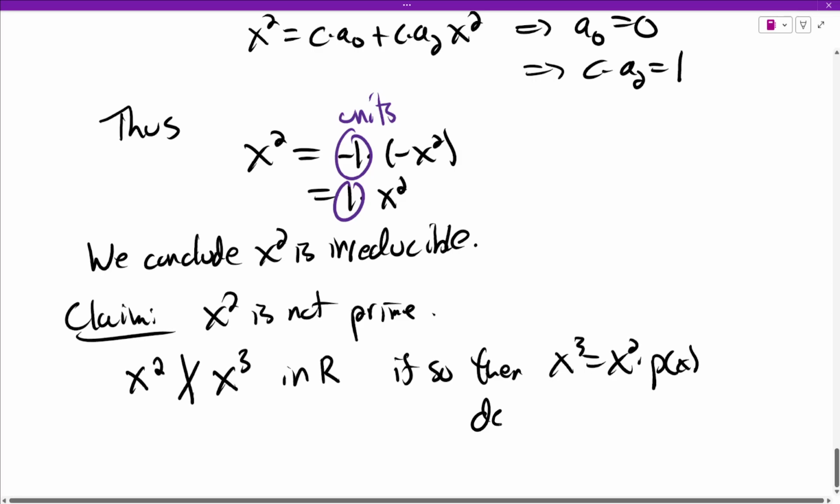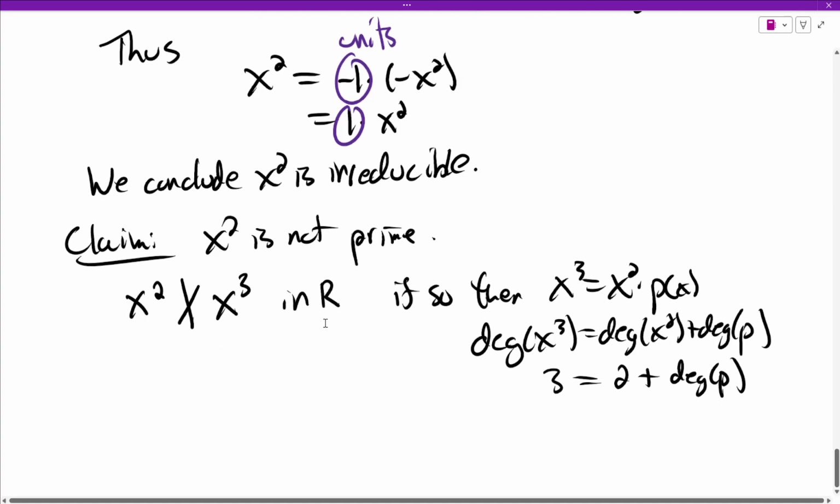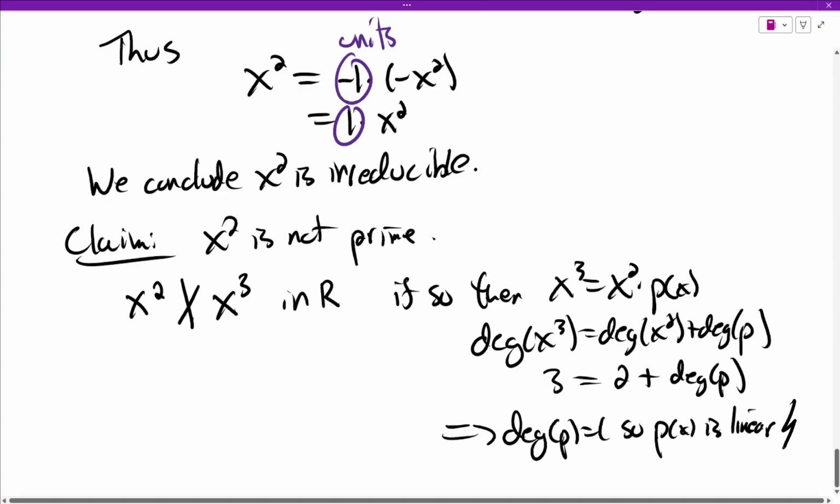And then we apply the degree. So the degree of x cubed is the degree of x squared plus the degree of p. I'm going to drop the of x notation. And that's 3 is 2 plus the degree of p. And this would tell you that the degree of p is 1. In particular, p is linear. But this is a contradiction because R doesn't have any polynomials with linear terms. We have no degree 1 polynomials. So x squared cannot divide x cubed.